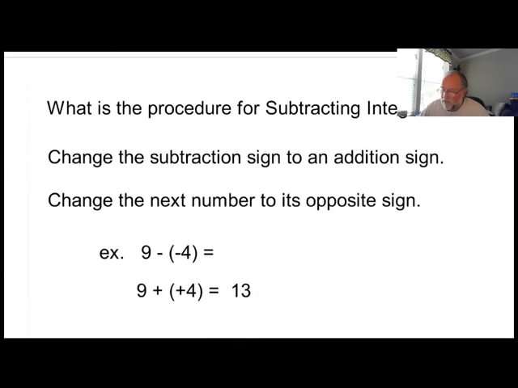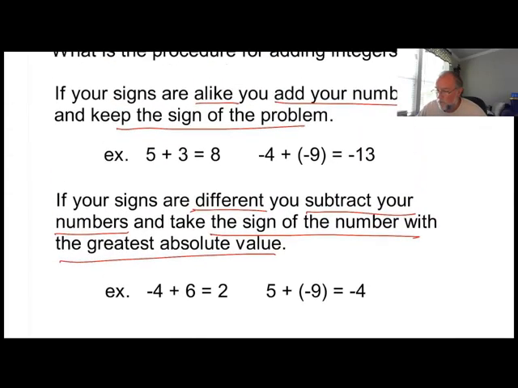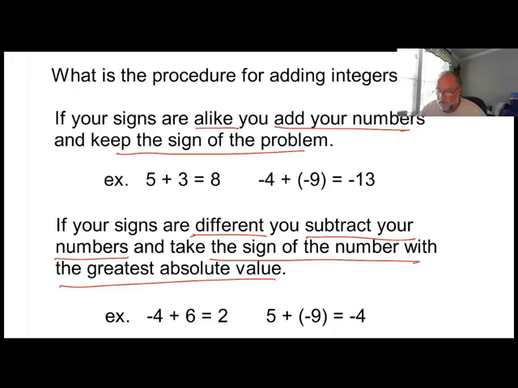Now, if it is a subtraction problem, then the first thing that we're going to do is change the subtraction sign to an addition sign anywhere we see it, and the very next number, whatever that happens to be, we're going to change it to its opposite. And then once we do that, we go back to our addition rules. Signs alike add, signs different subtract.